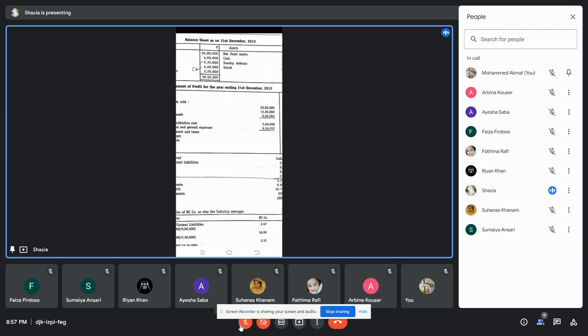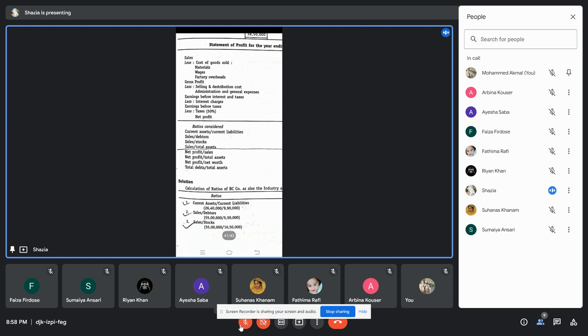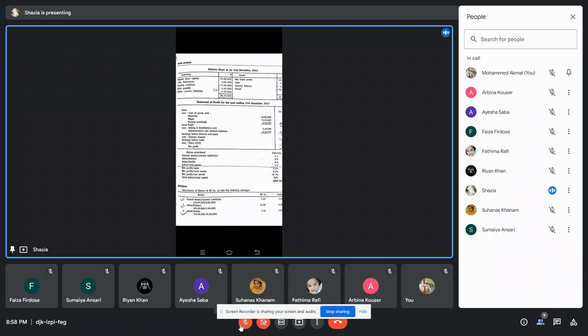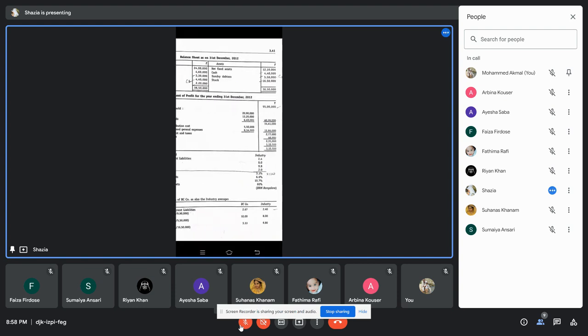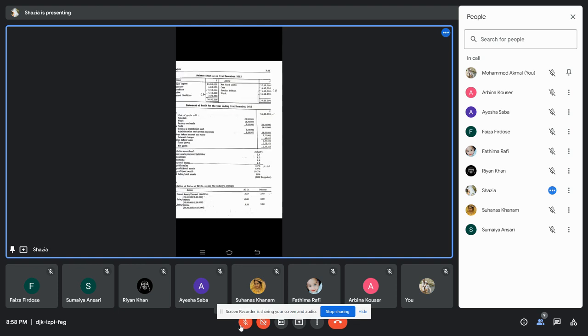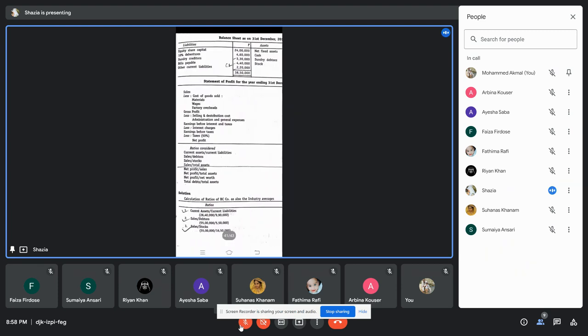Now you have to write down here. What are your current assets and current liabilities? And these amounts you have to pick up from the balance sheet. Okay. So these are your current assets: your cash, your debtors, and your stock. You have to add everything. 4 lakh 40 plus 5 lakh 50 plus 16 lakh 50 will give you 26 lakh 40,000. So this is your current assets.